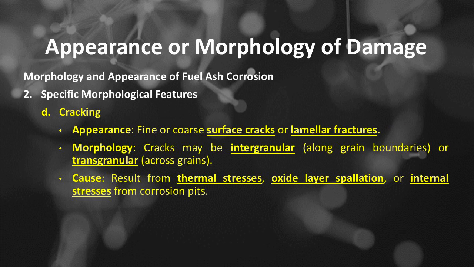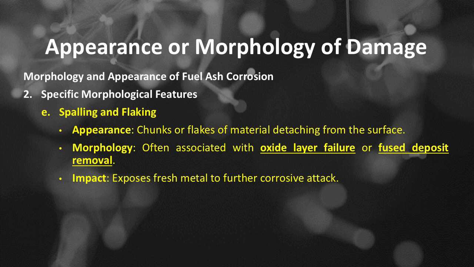D, cracking. Appearance: fine or coarse surface cracks or lamellar fractures. Morphology: cracks may be intergranular, along grain boundaries, or transgranular, across grains. Cause: result from thermal stresses, oxide layer spallation, or internal stresses from corrosion pits. E, spalling and flaking. Appearance: chunks or flakes of material detaching from the surface. Morphology: often associated with oxide layer failure or fused deposit removal. Impact: exposes fresh metal to further corrosive attack.